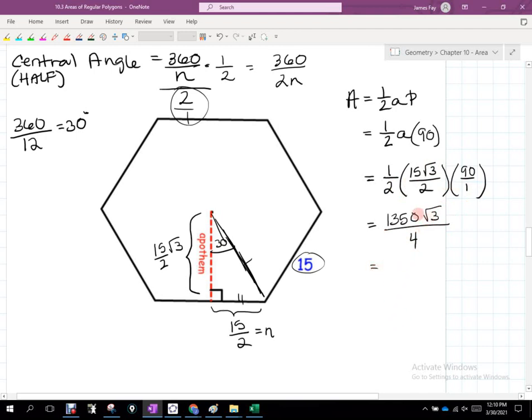Okay. Now, is 1350 divisible by 4? All right, it's divisible only by 2. Okay. So if I put 2 in there, it gives me 675 radical 3 all over 2. And this would be square units, and that's my exact answer.